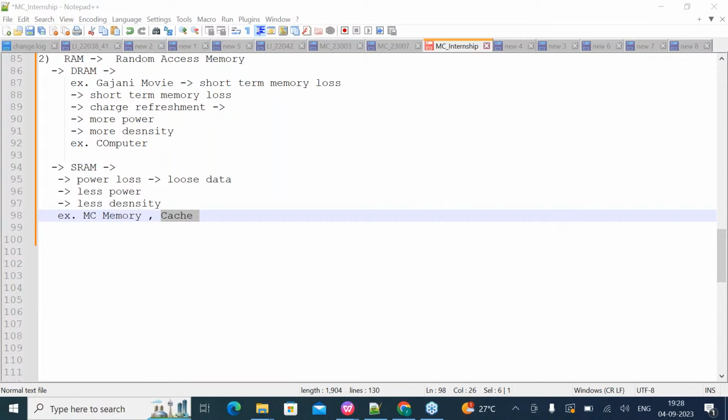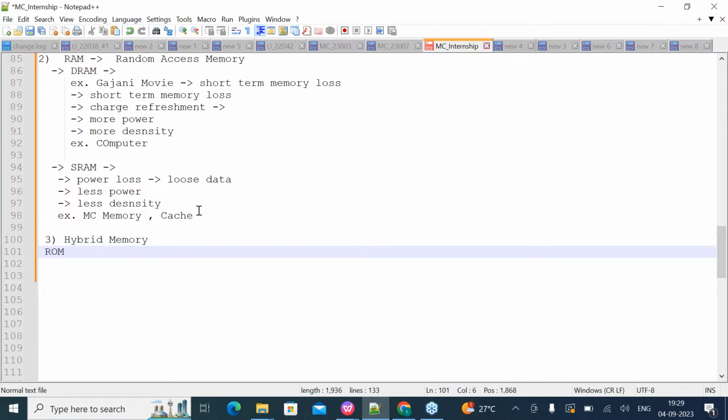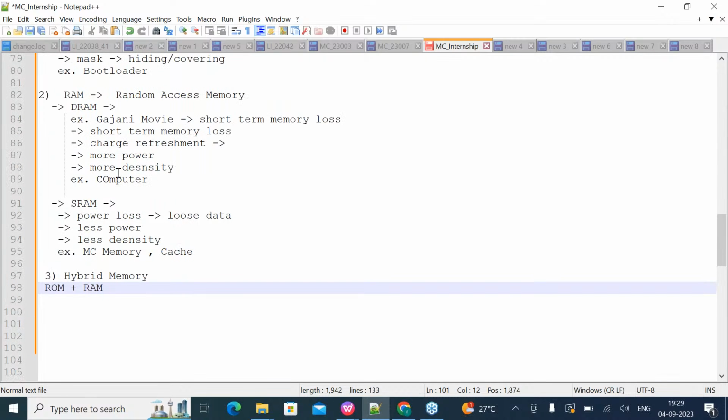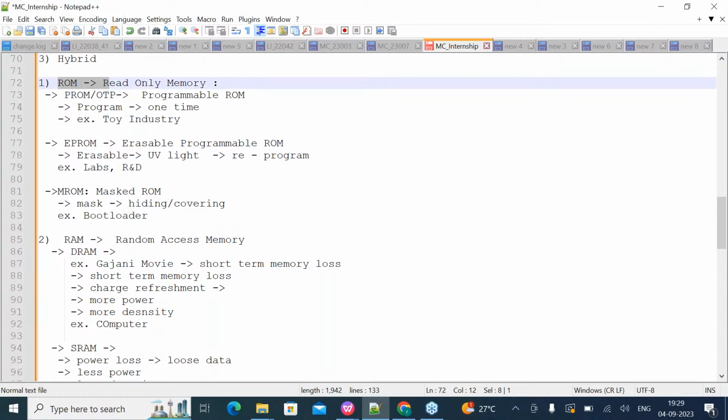Fine. Now let me talk about the hybrid memory. Hybrid memory means what? See, hybrid memory means a combination of your ROM and RAM memory. Anytime I need, I can delete the contents from my hybrid memory, or anytime I can retain it.